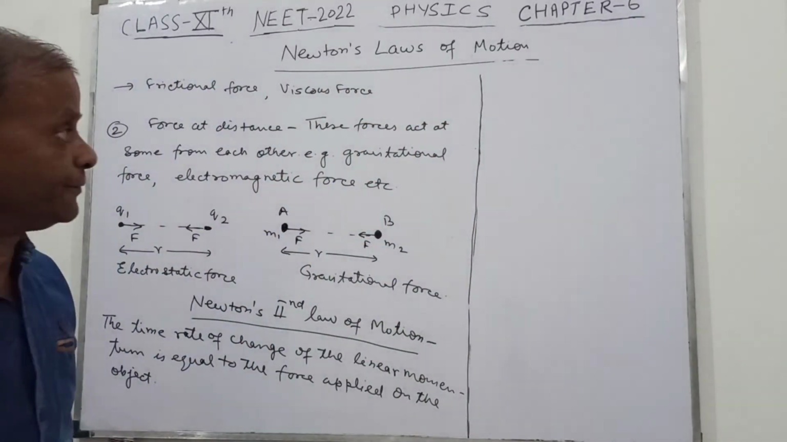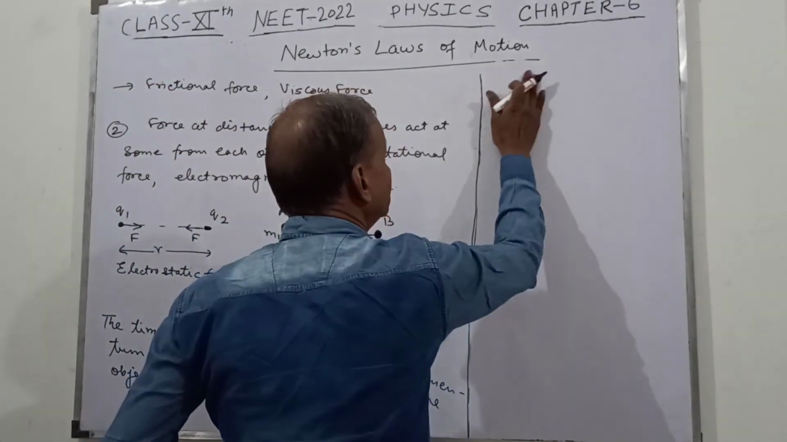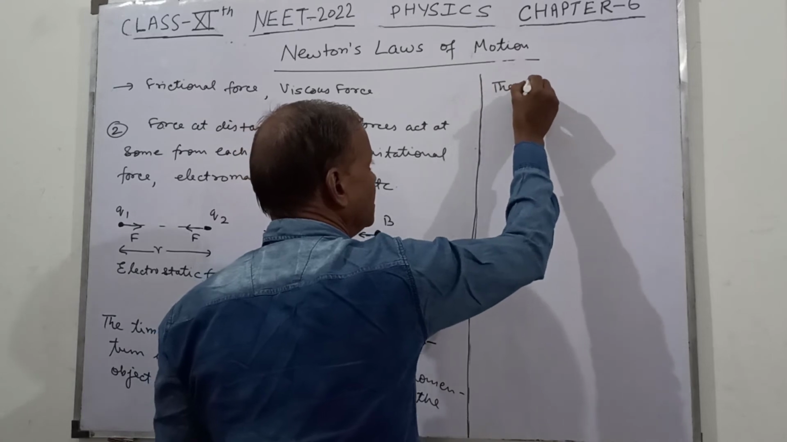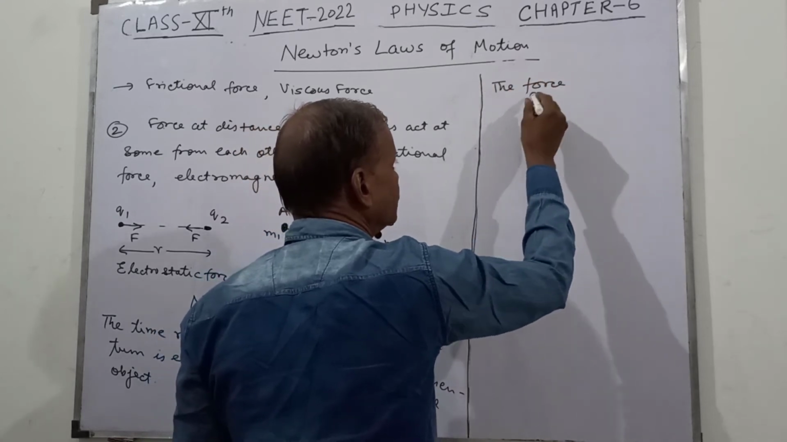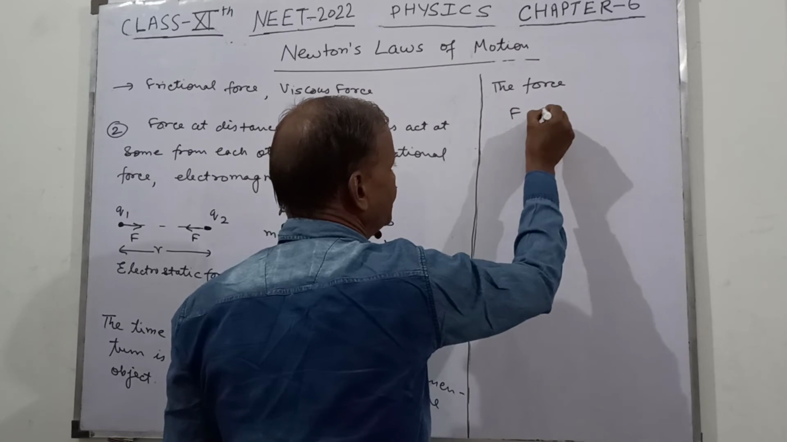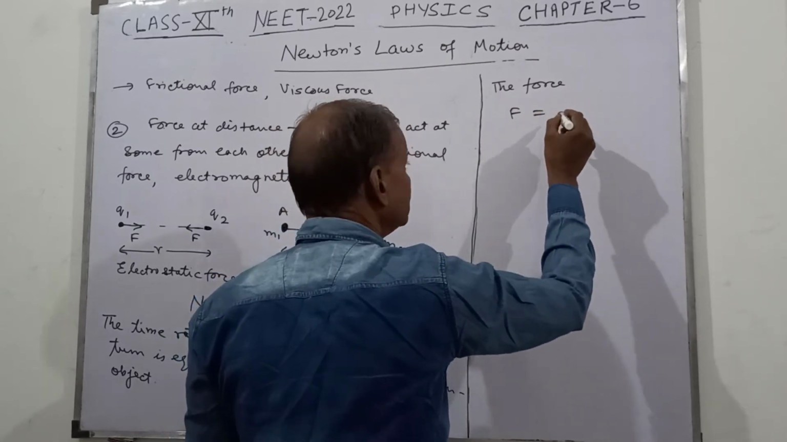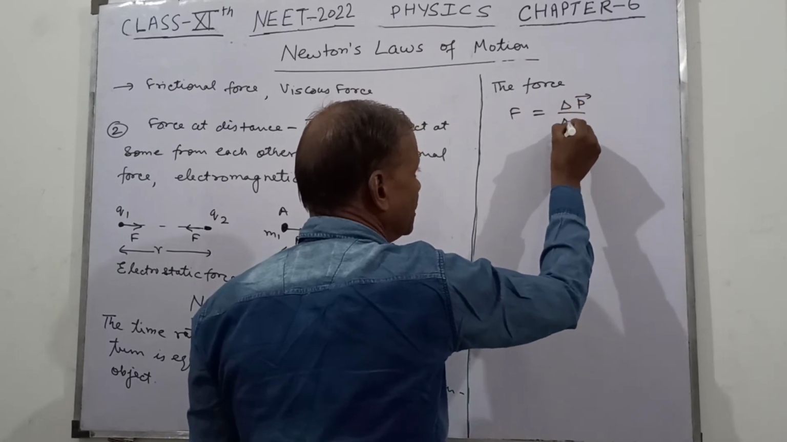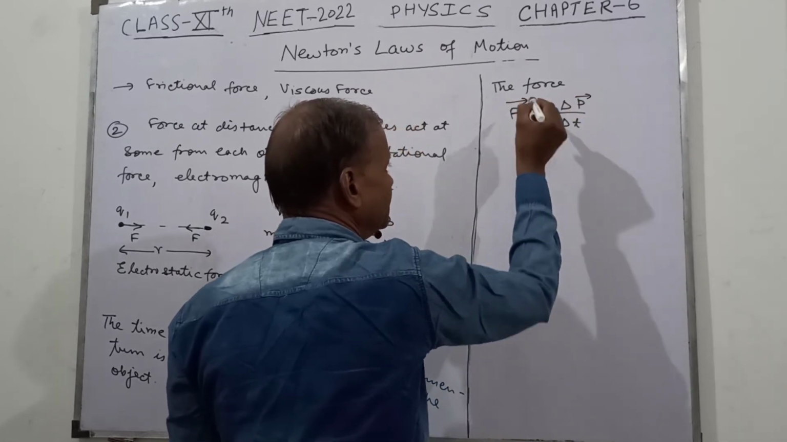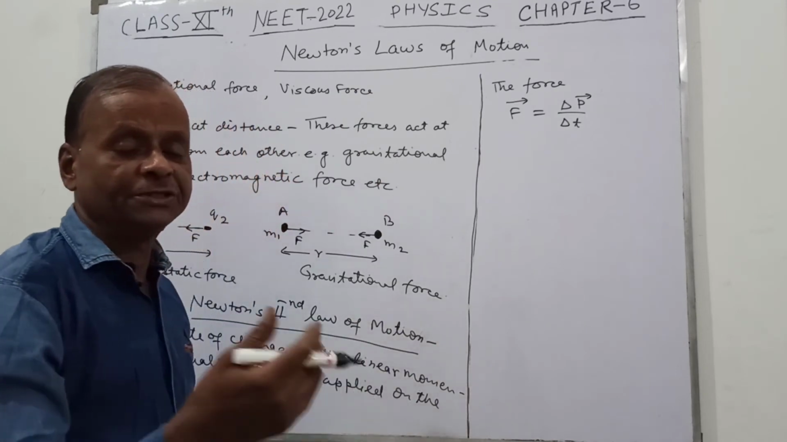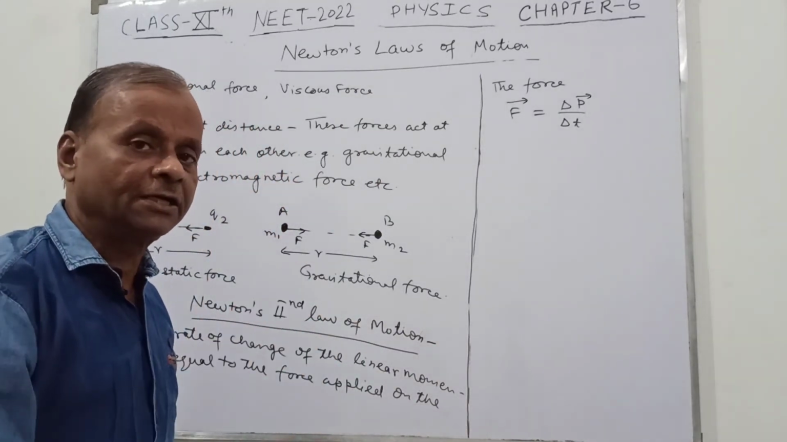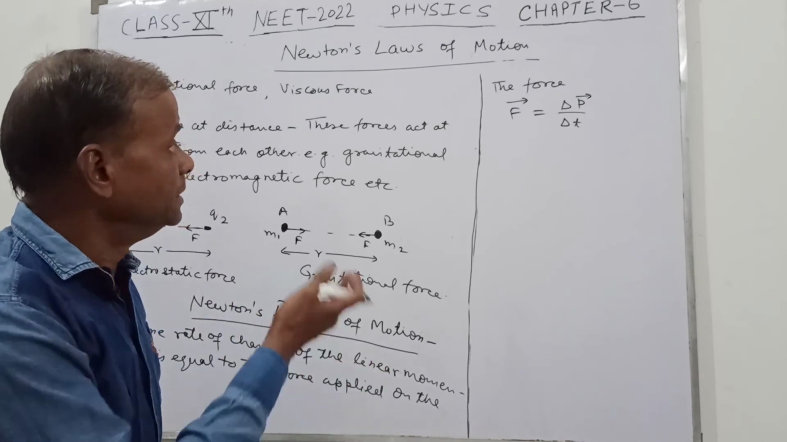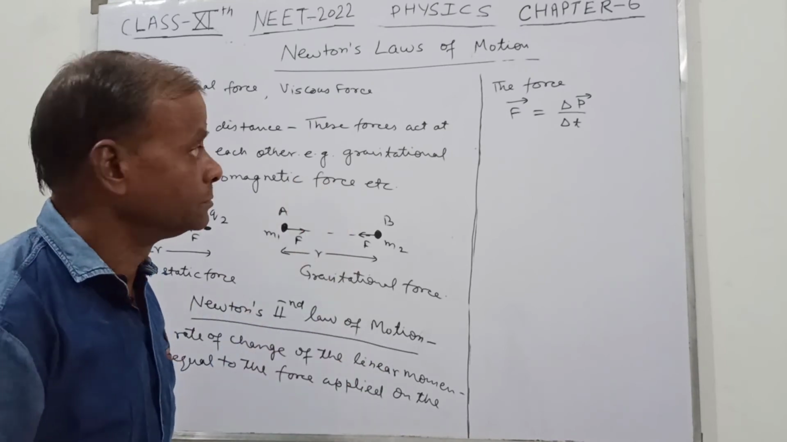So what we have is the force F equal to delta P upon delta T. Delta P is the change in momentum in time delta T. So the rate of change of momentum is delta P upon delta T, and that is equal to the applied force.